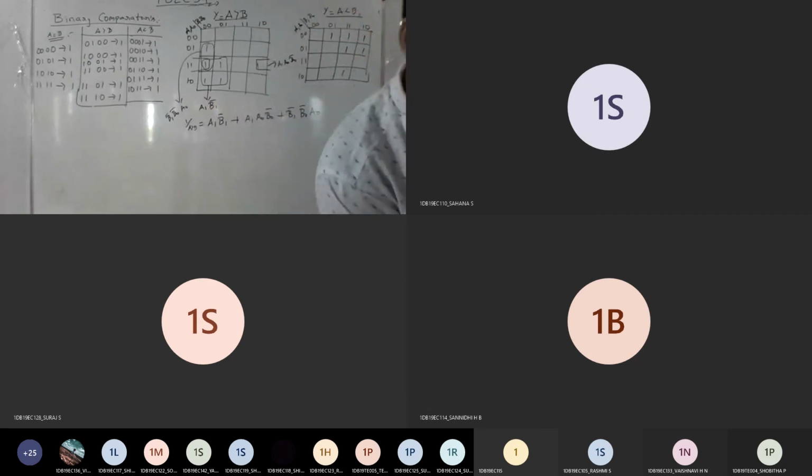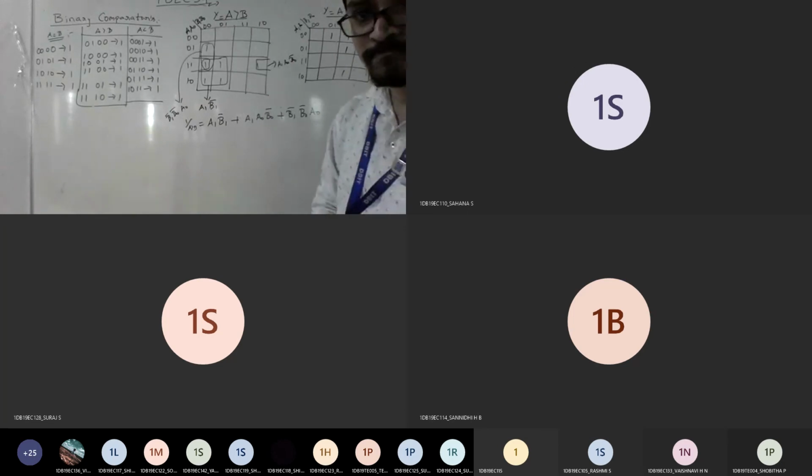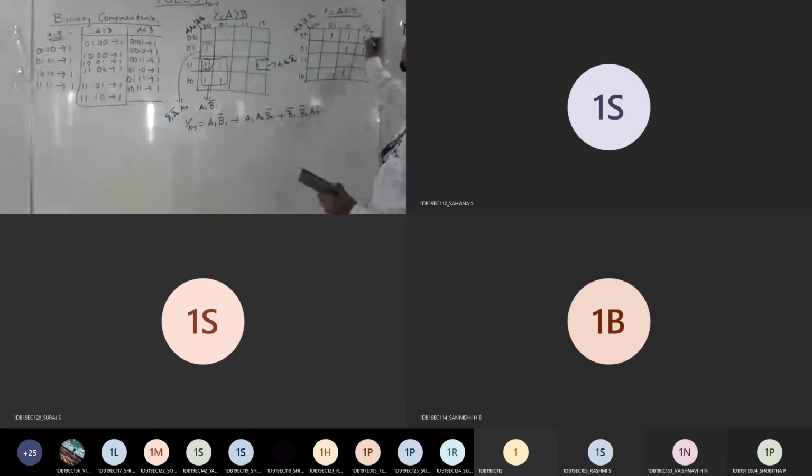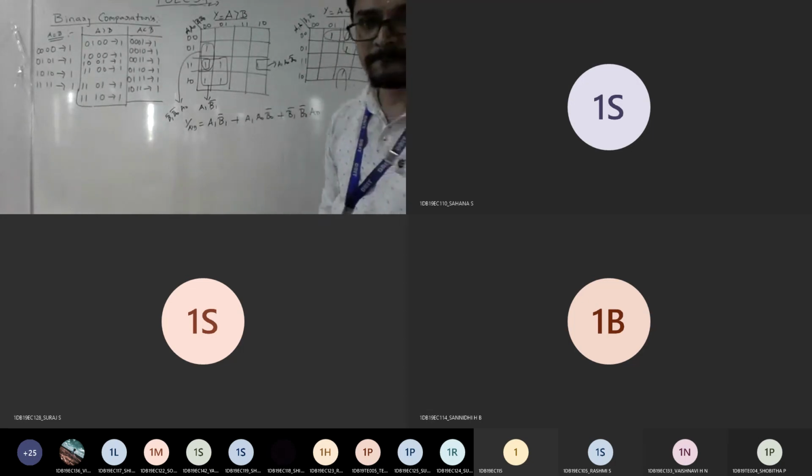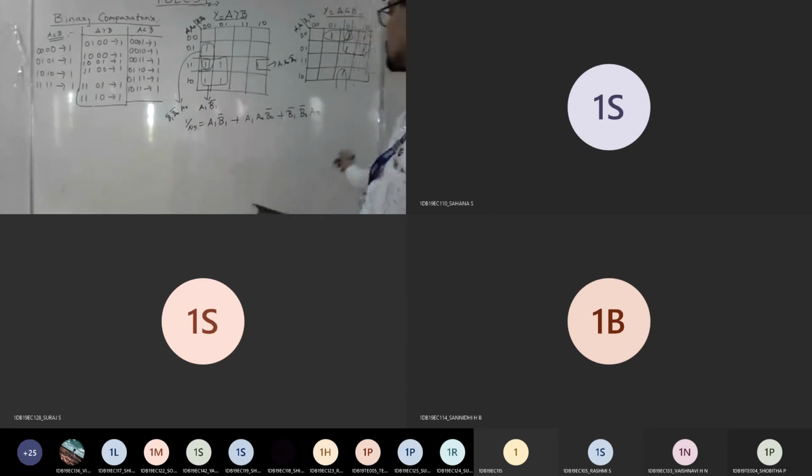How many things should you group now? How many quads will you get? One quad, two pairs. Can I mark this as one quad, and this one pair and this one pair? Am I correct? So what are the expressions?